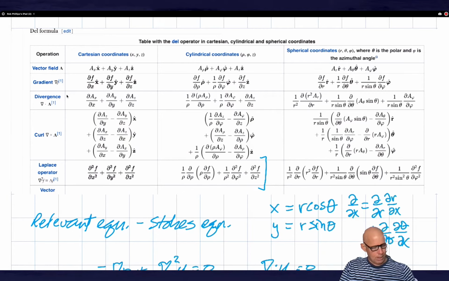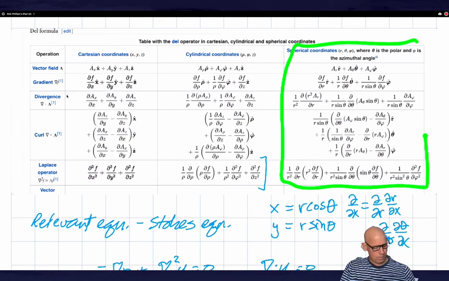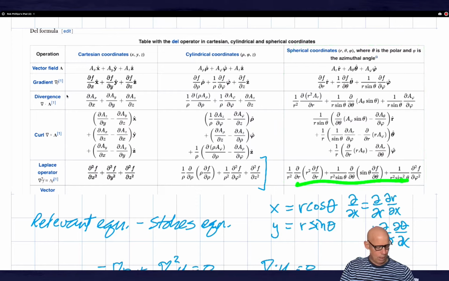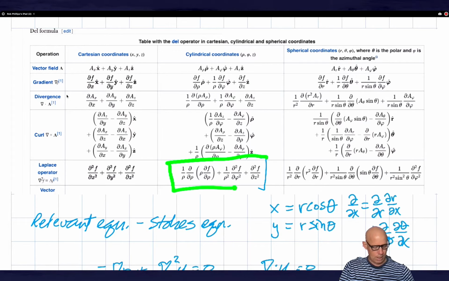we're going to need to use this column over here, which is spherical coordinates. And the Laplacian is going to feature. We saw the Laplacian shows up in the Navier-Stokes equations. If we're in cylindrical coordinates, we're going to need this version of the Laplacian operator.